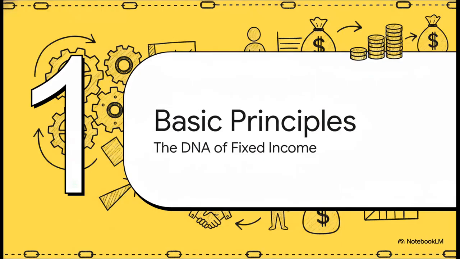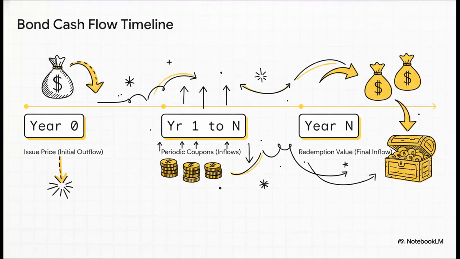All right, let's jump right into section 1. The basic principles, or as I like to call it, the DNA of fixed income. Okay, so I want you to imagine you're just taking out a simple bank loan. Well, when a government or a giant corporation needs cash, they do something very similar. They issue a bond. Essentially, they're taking a loan from you, the investor.